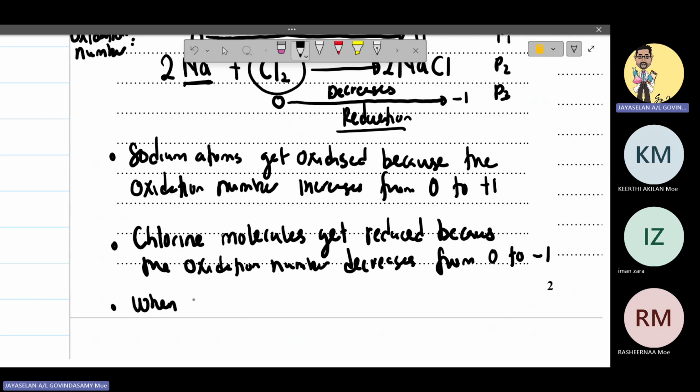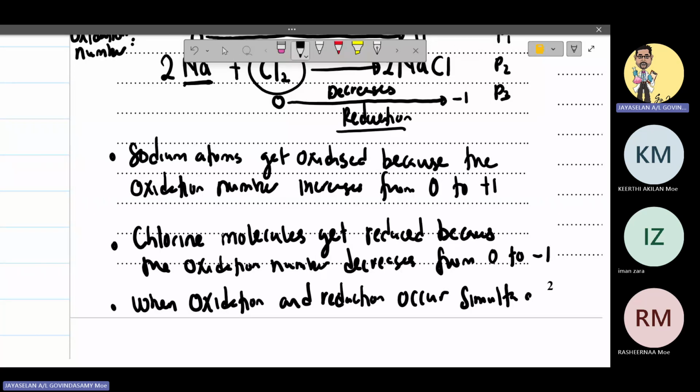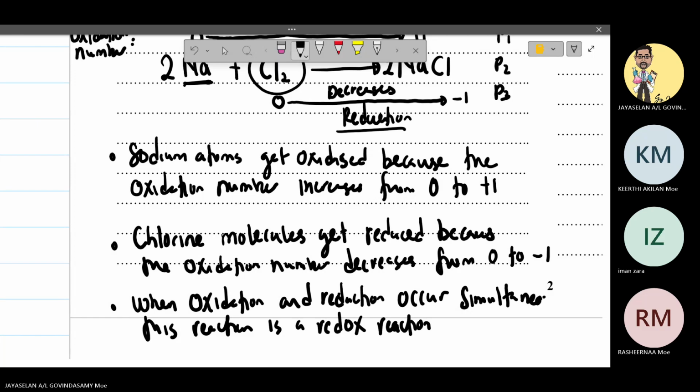Okay, how to do it? When oxidation and reduction occur simultaneously. Okay, occur simultaneously. Therefore, this reaction is a redox reaction. Maybe there is a mark, maybe not, but just write it down. Okay, any question? Okay, so you already scored 3 marks here.